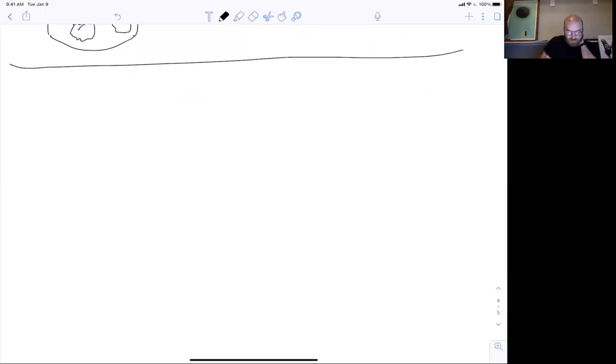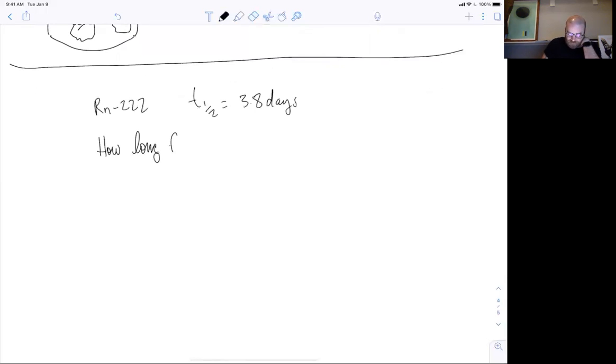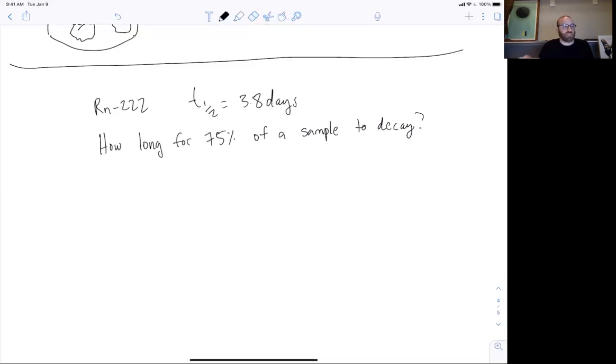Okay, so in this one we've got radon-222, and we know that t1/2 is equal to 3.8 days. And then the question is, how long for 75% of a sample to decay? They want the answer in days to 1 decimal point.